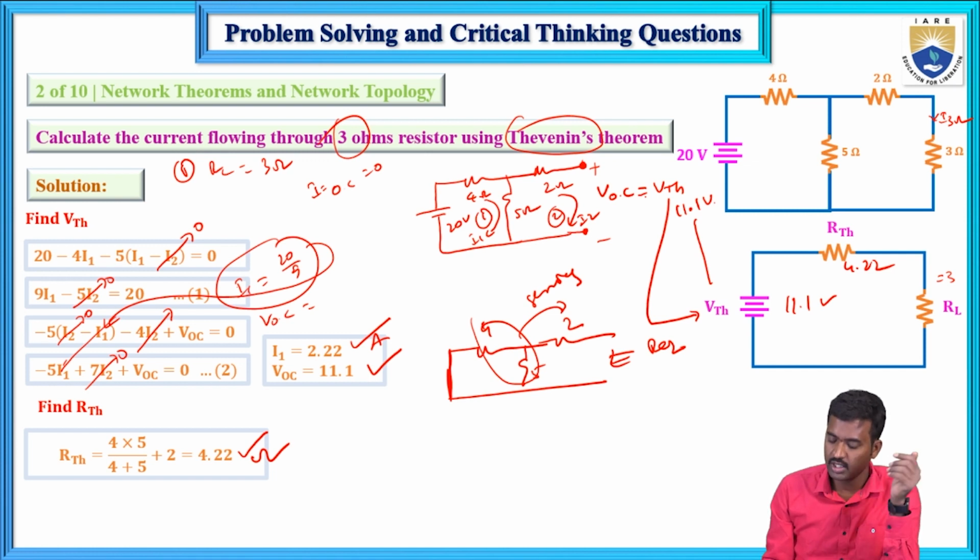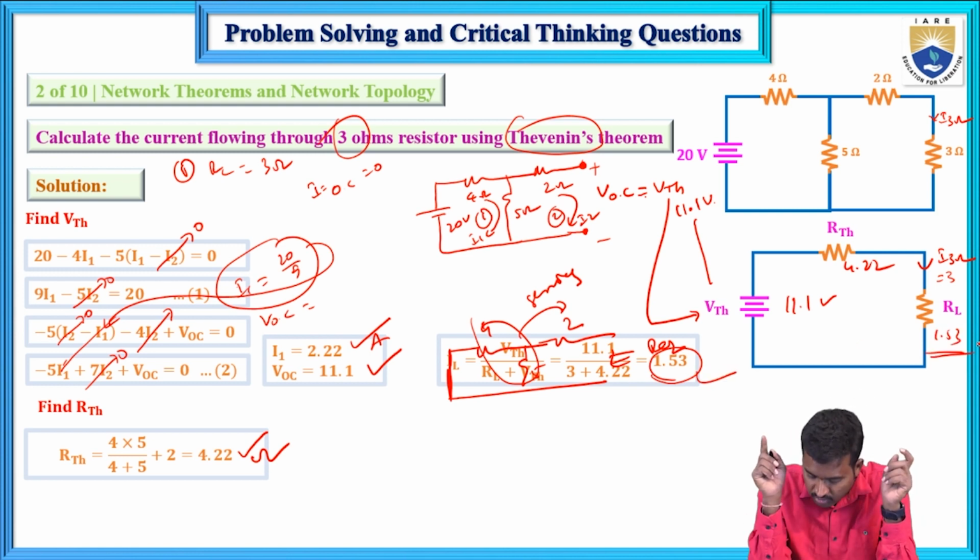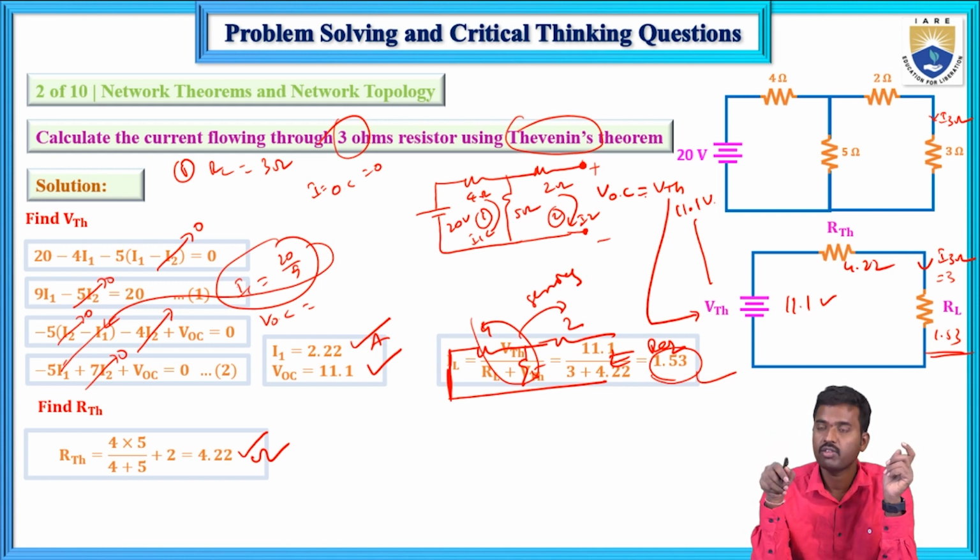So from this simple circuit, we can easily determine the 3 ohm resistor current. IL equals VTH divided by RL plus RTH, which equals 11.11 divided by the load resistance 3 plus 4.22, that is 1.53. In Norton's theorem we also got the same value 1.53, and in Thevenin's theorem also the same value 1.53. If you use nodal or mesh analysis, you will also get the same value.